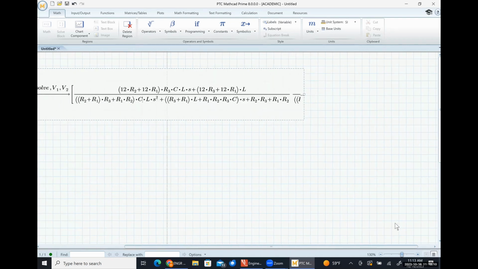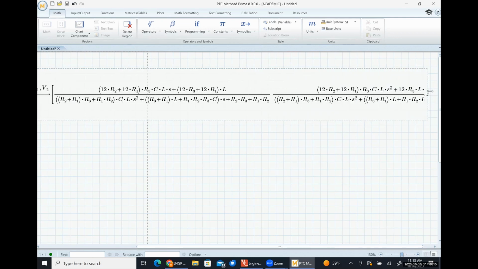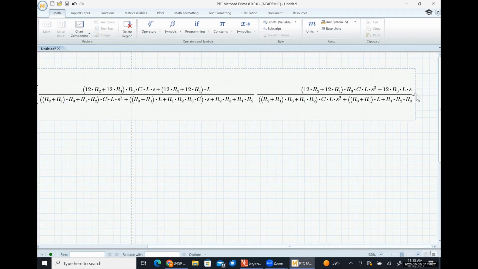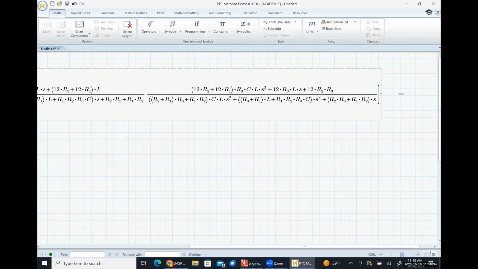Hold on. Need more space. Do you want to do it by hand? This is way easier. Now I understand that this looks terrifying and you're not wrong. There we go. All right. So this giant fraction right here to the right is V2. And then the giant fraction on the left is V1.